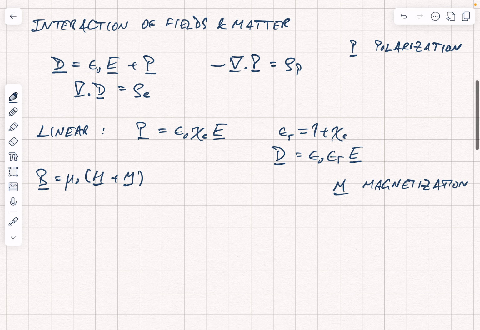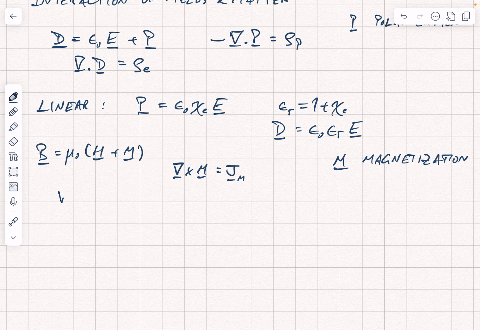H is what's sometimes called the magnetic intensity, and we define that the curl of the magnetization M is equal to the magnetization current density. Just as we wrote for D, we can write that the curl of H is equal to J free, and those again are current densities but are not to do with the material.